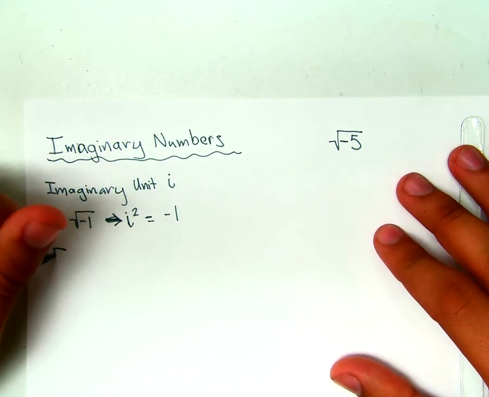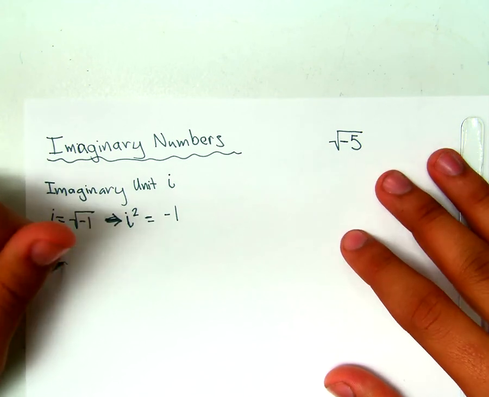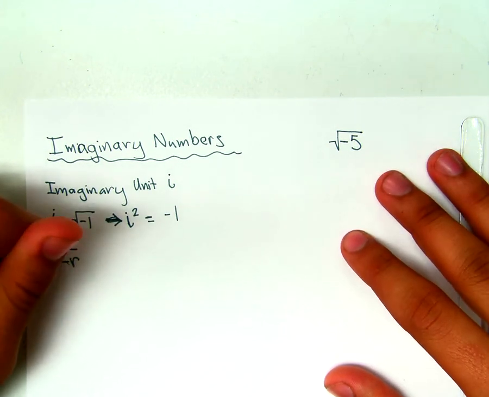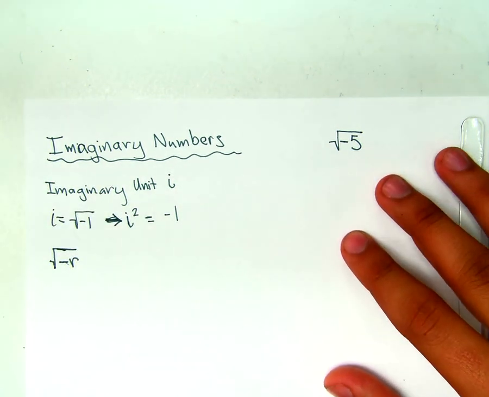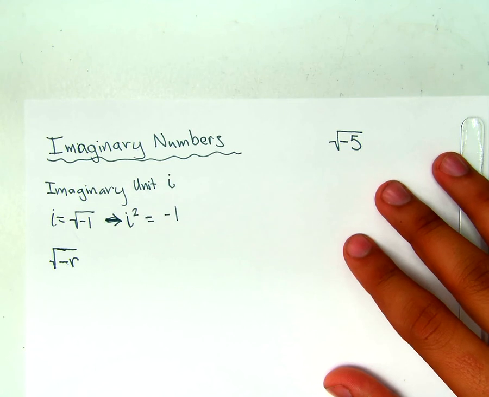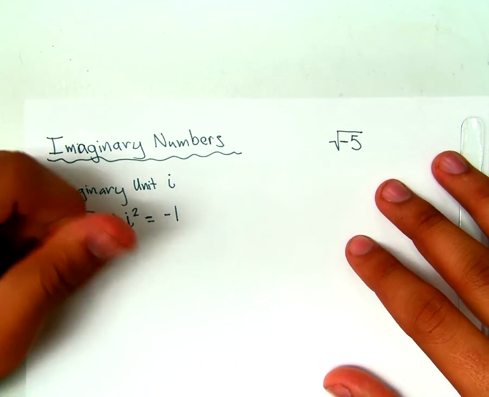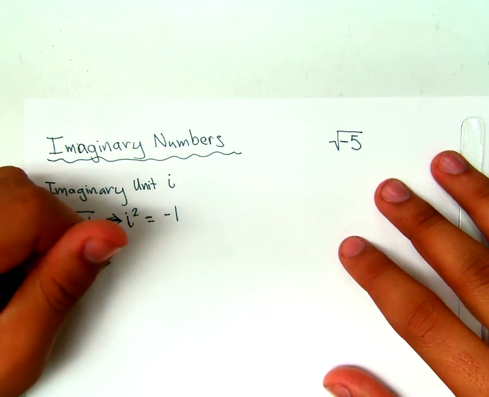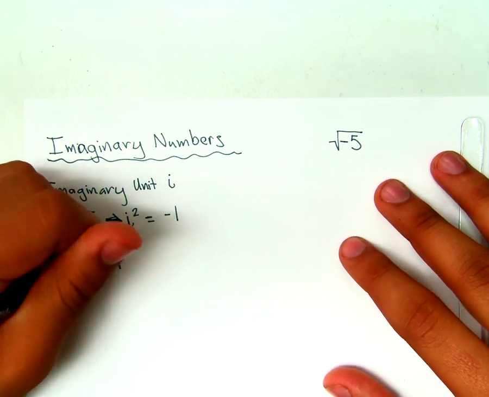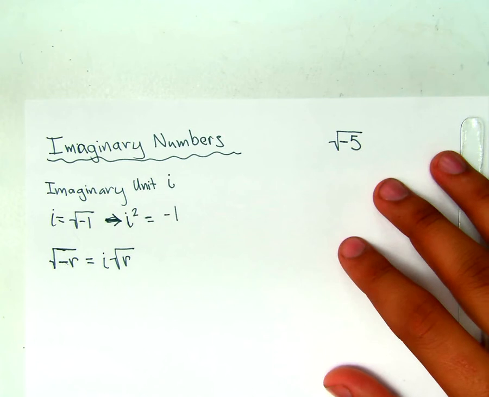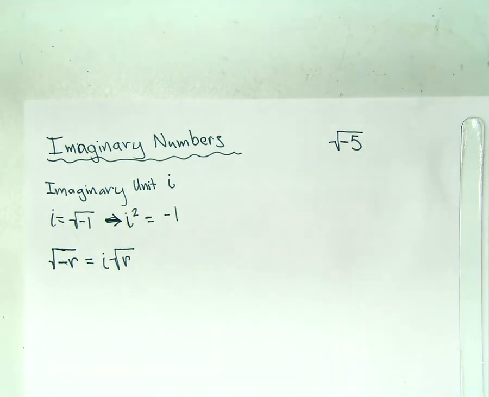First property is that if you have the square root of a negative real number, you can write that as, or that's equal to, i times the square root of r. Okay, that's equal to i times the square root of r. And that will make more sense in the example I'm about to show you, or the demonstration.